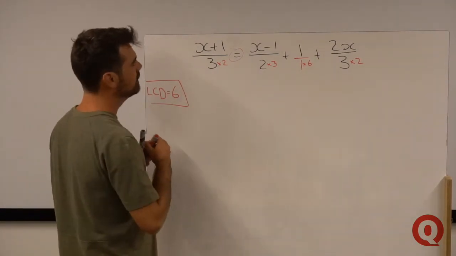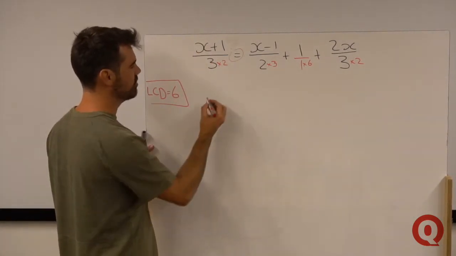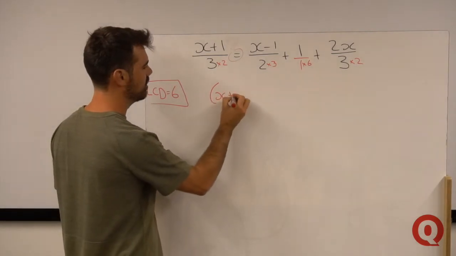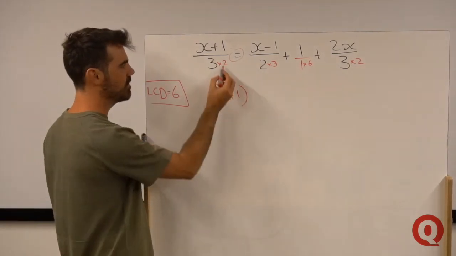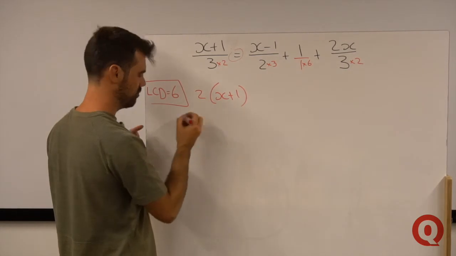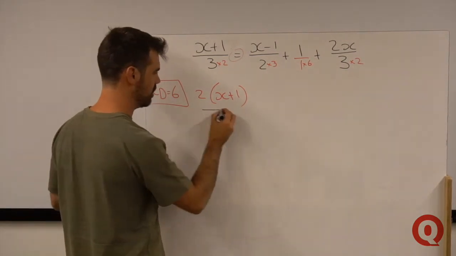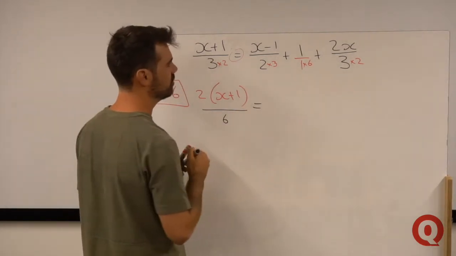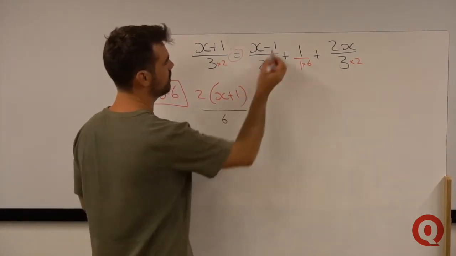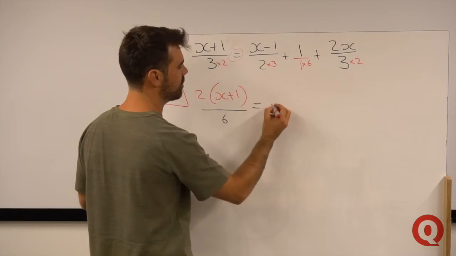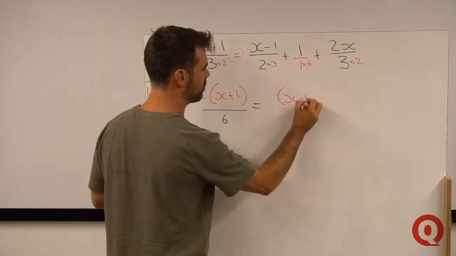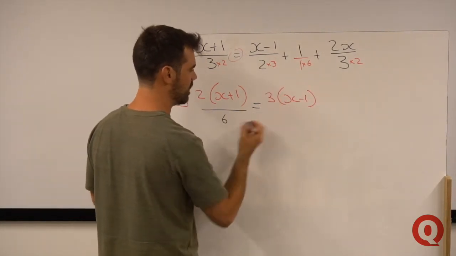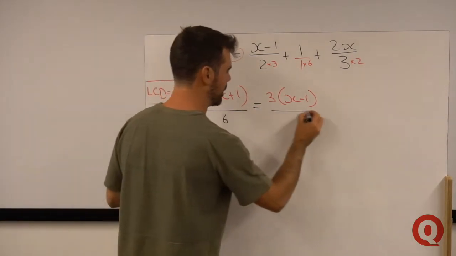Now, what's being multiplied? I need to put it into a bracket. So it's going to be x plus 1 in a bracket. What's it being multiplied by? 2. I'll still put the denominator over 6, that's my common denominator, is equal to. Now, what's my numerator being multiplied by? It needs to be multiplied by 3. So I've got in a bracket, x minus 1. What's it being times by? 3. We'll leave the common denominator of 6.